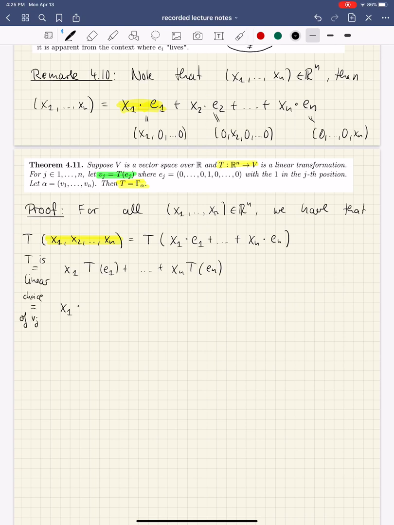We have that this is precisely x1 times v1 plus all the way up to xn times vn. But then this is now by definition of gamma_alpha, and alpha being here (v1, ..., vn), this is precisely gamma_alpha of (x1, ..., xn). And so this finishes the proof. So now we have shown that if you take your alpha to be the images of the vectors e1 through en, then the linear transformation with domain R^n actually coincides with this gamma_alpha here.